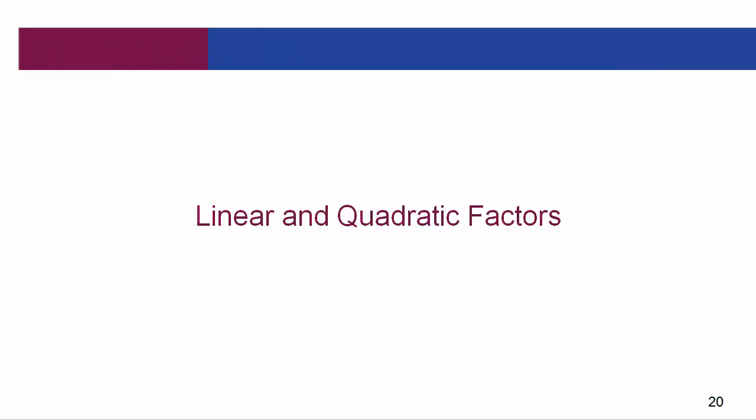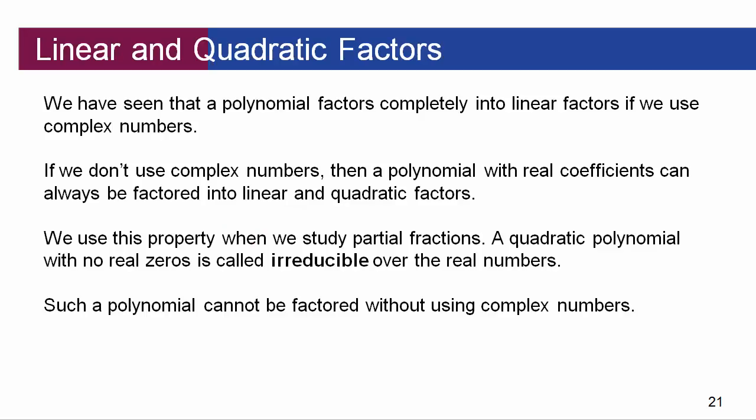Okay, linear and quadratic factors. Linear factors are what we're used to seeing, right? Those are things that are x plus or minus a constant. And those are irreducible. We can't reduce those any further because we have no power of x. So those factors are done. Quadratic factors are exactly what they sound like. They're just factors that are quadratic, i.e. they have a power of x that's x squared, right? They have a power of 2.